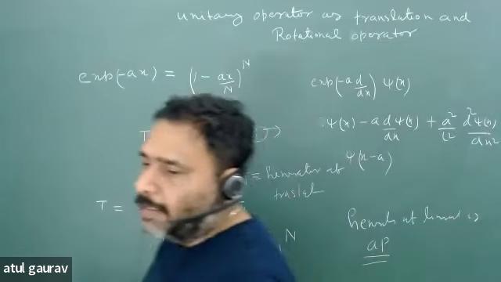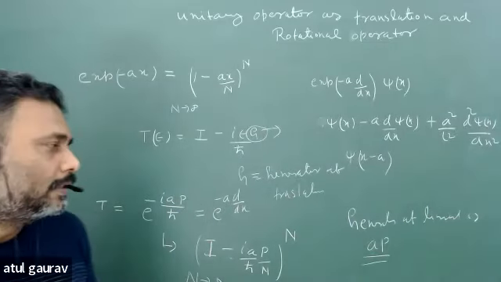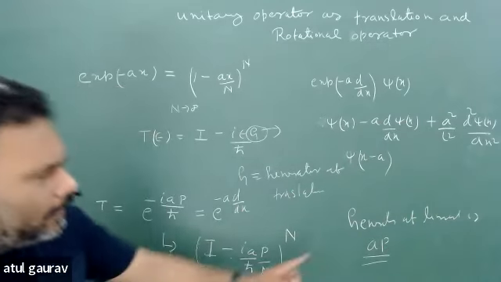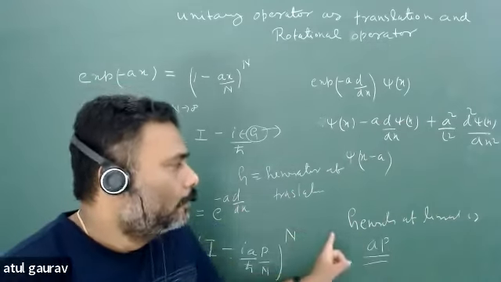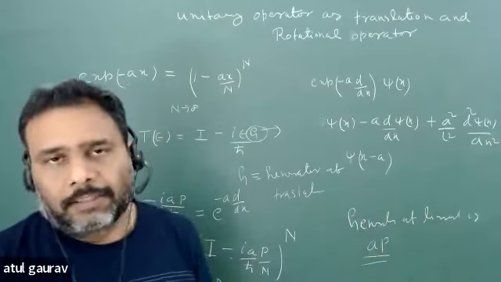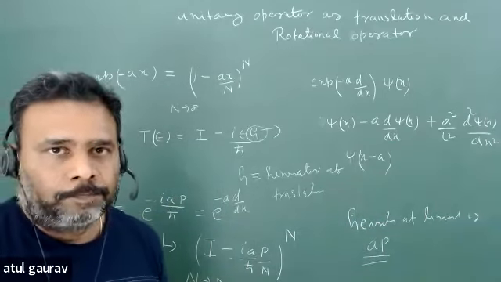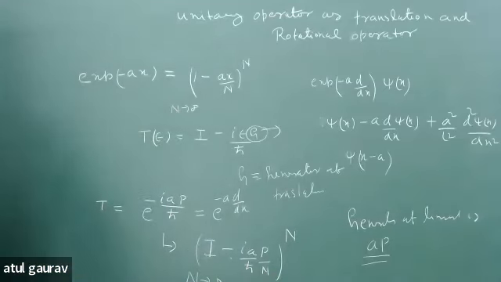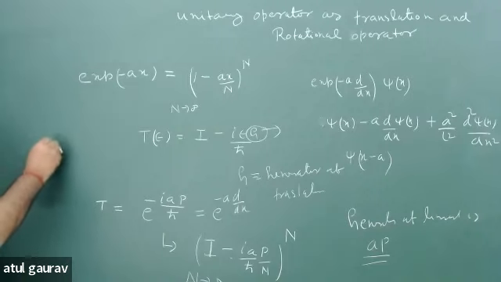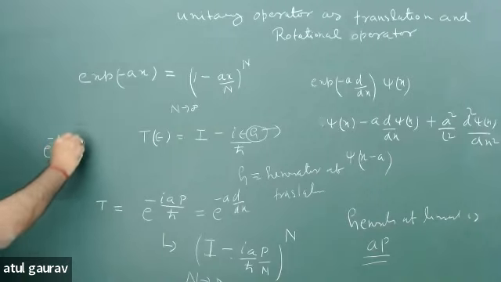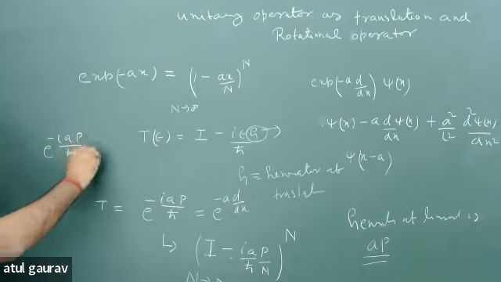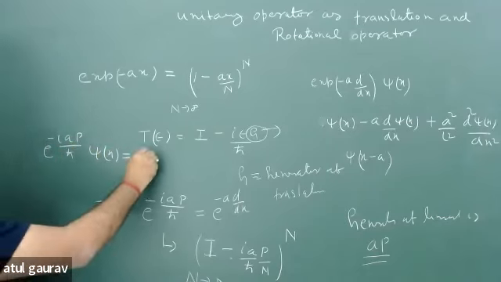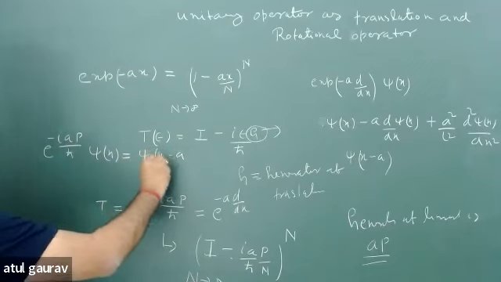Isn't it? A is the parameter that you want to translate, and the momentum is the operator which will be useful here. So in general, momentum is the operator which will generate the translation in quantum mechanics. And what will happen when you operate e to the power minus iAP upon h cut on any psi x? You will get psi x minus a.